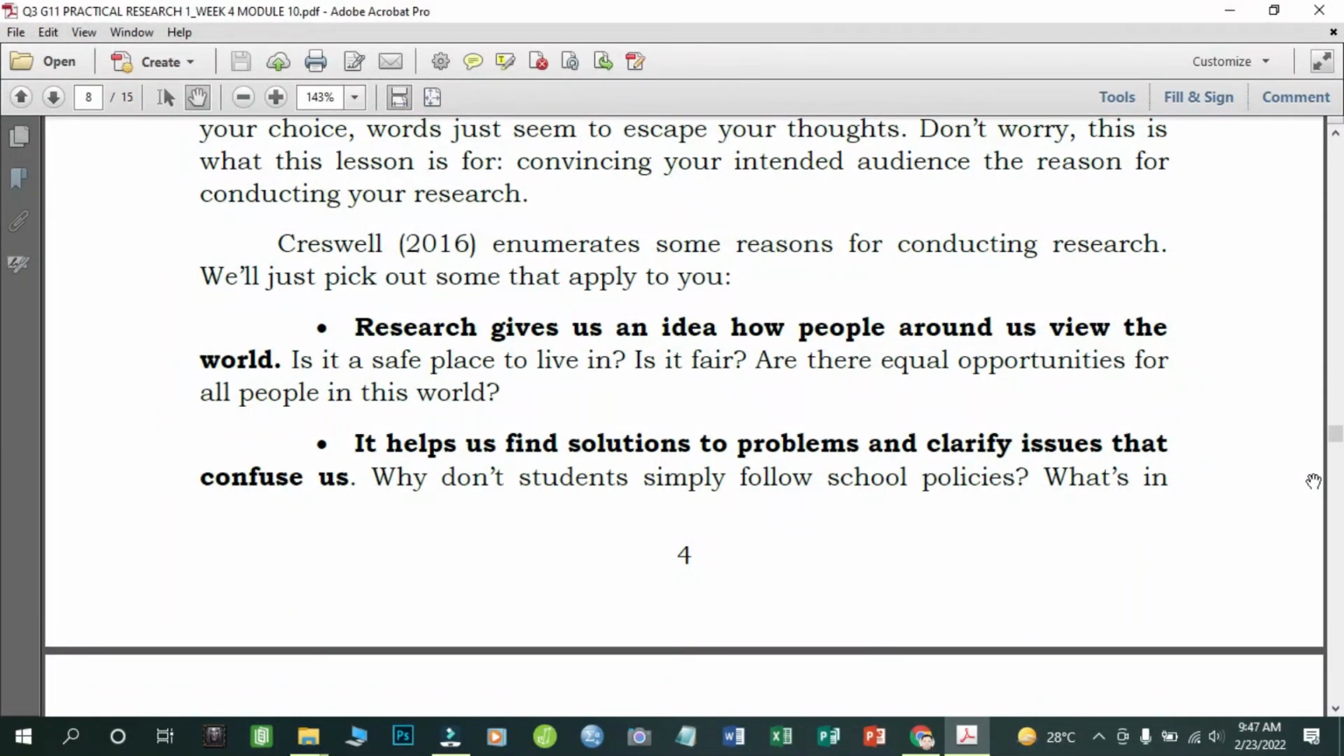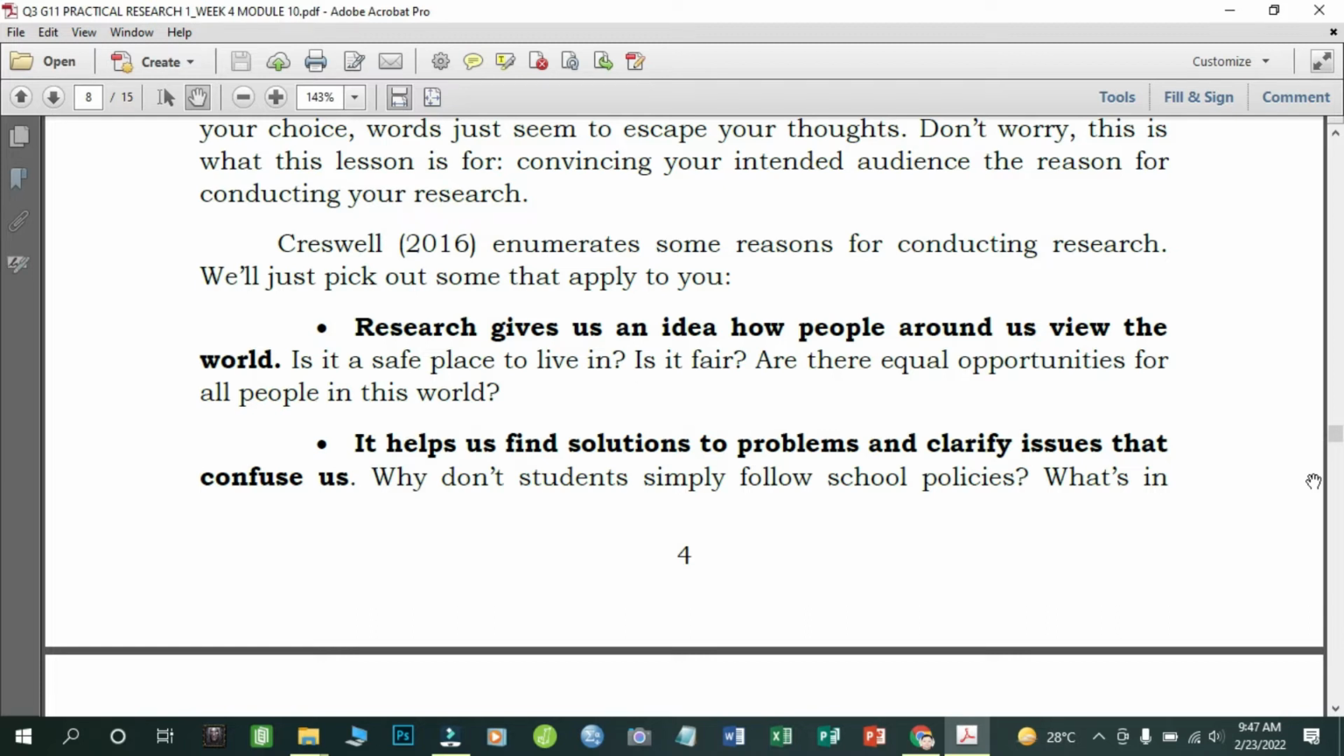So we have here Creswell 2016, who enumerates some reasons for conducting research. I'll just pick out some that apply to you. Number one, research gives us an idea how people around us view the world. Is it a safe place to live in? Is it fair? Are there equal opportunities for all people in this world? By this research, that will give you, and especially your readers, an idea how the participants in your study view a certain scenario or circumstances.